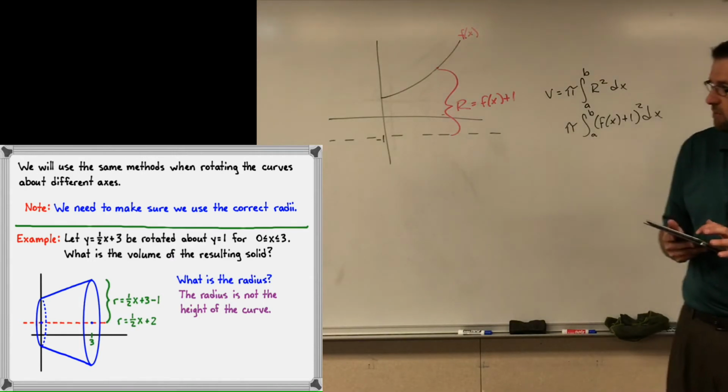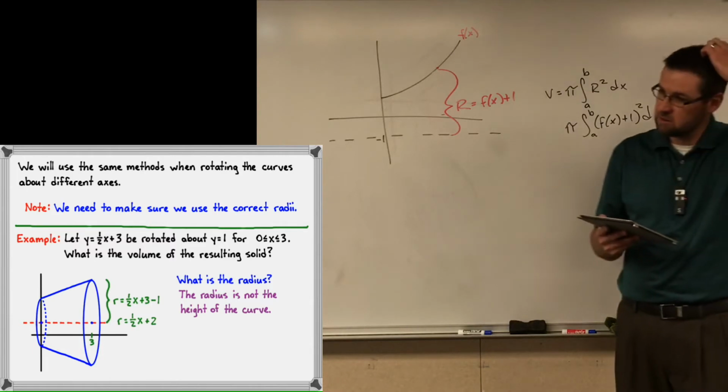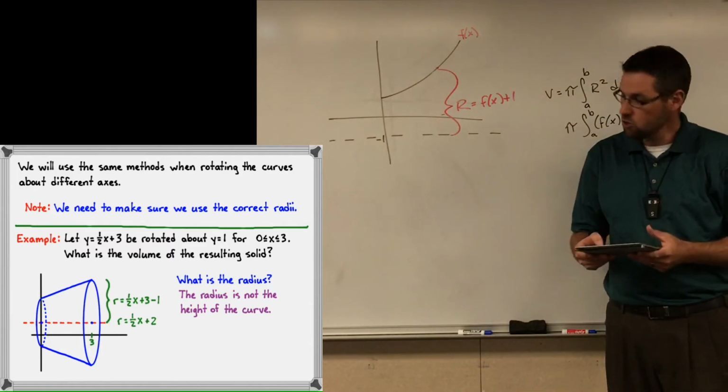No. Stare at it for a second. Make sure you get this. The radius is the distance from the curve to the line I'm revolving about, right? So how far is it from the curve down to the x-axis? This is the distance to the x-axis, right? So how far is it from here down to the center of rotation? You got to subtract 1 from that. Does that make sense? Okay, so what would my formula be?